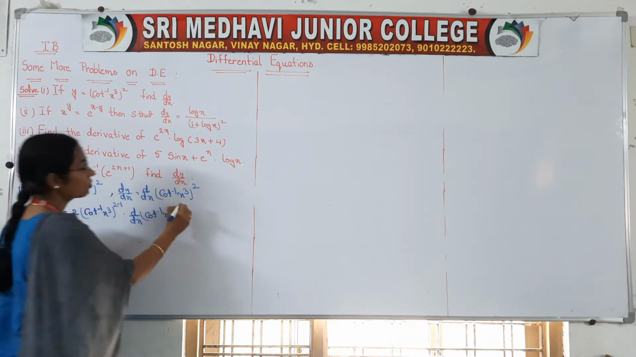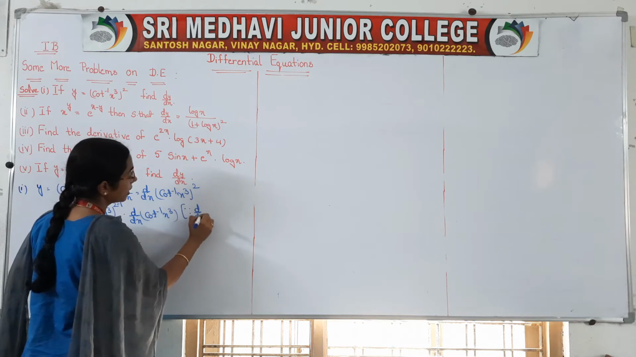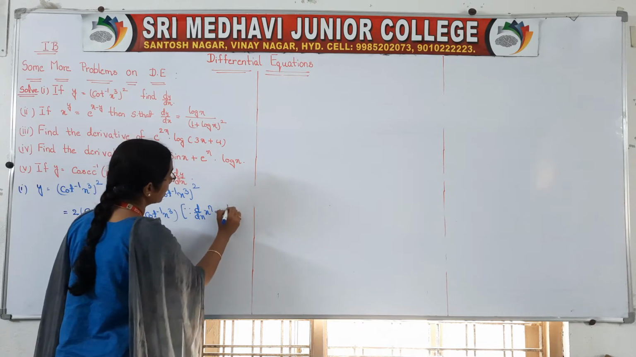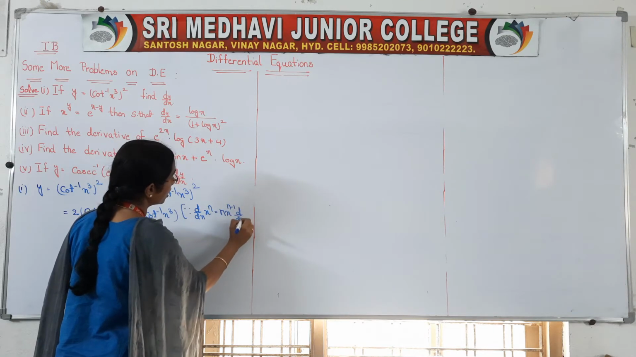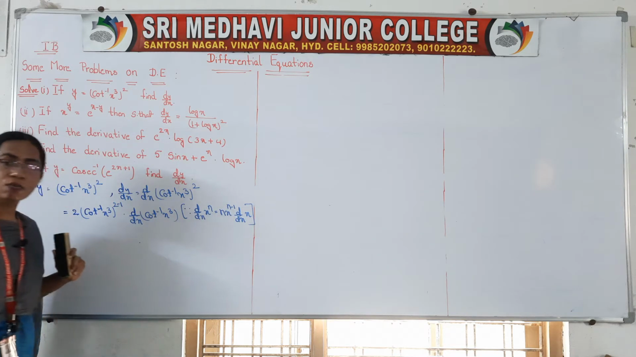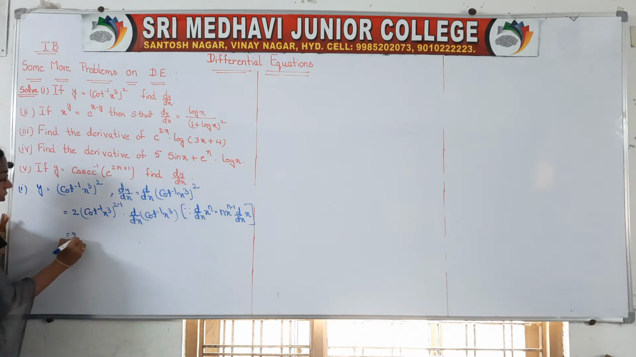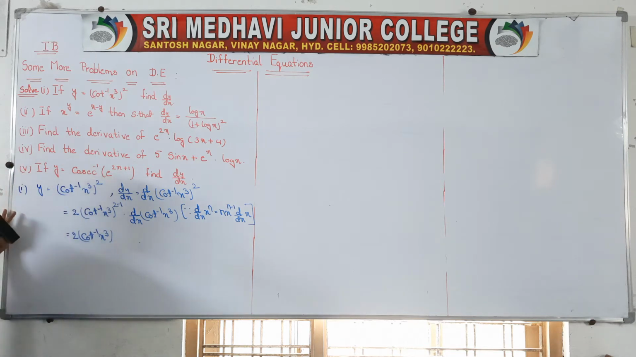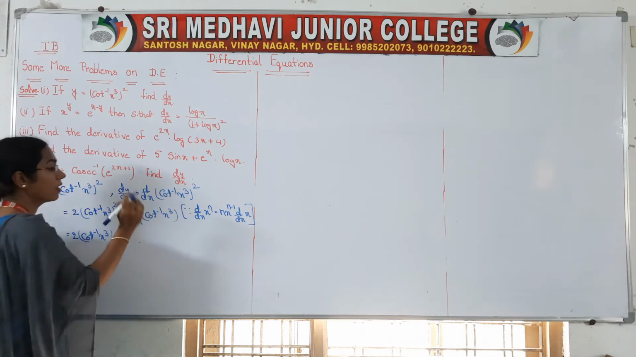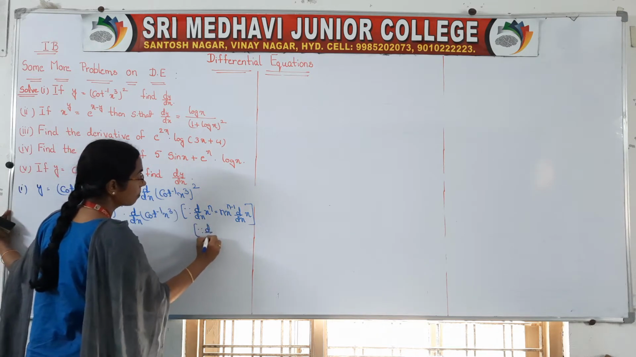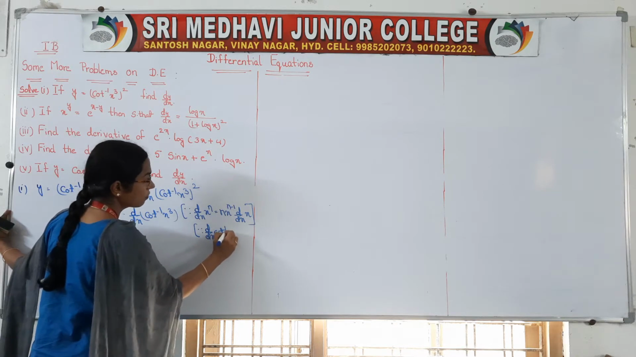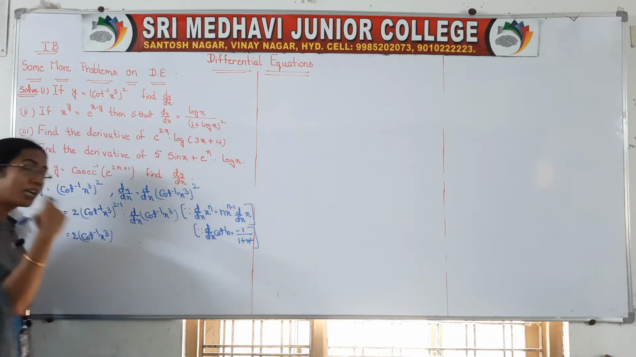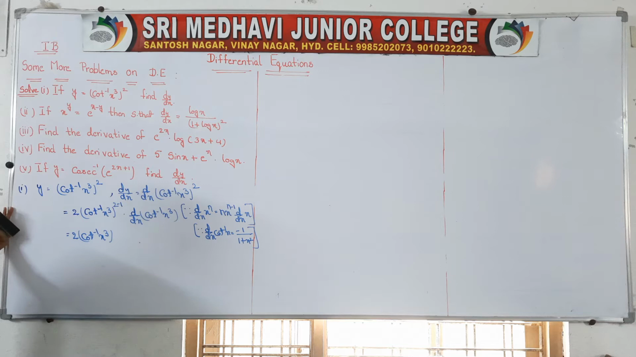Which formula did we use? We used d by dx of x to the power of n, that is n into x to the power of n minus 1 into d by dx of x. So it is equal to 2 into cot inverse x cube to the power of 2 minus 1, which is 1, and now the standard formula: d by dx of cot inverse x is equal to minus 1 by 1 plus x square into d by dx of x, which will be there in all the formulas, right?